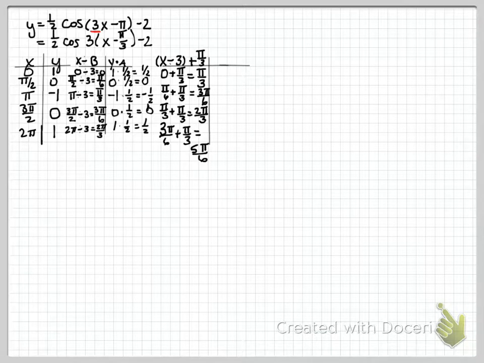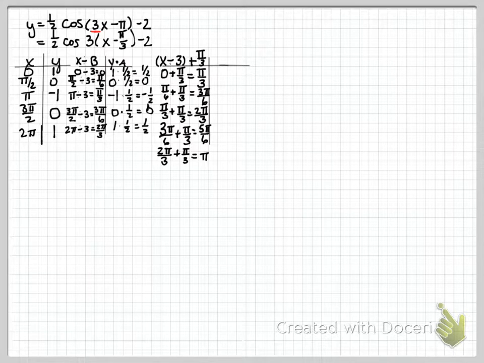I'm sorry about that. I don't write small. And the last one is then 2 pi over 3. Let's see if I can fit that in there. So then 2 pi over 3 plus pi over 3. That's just pi.